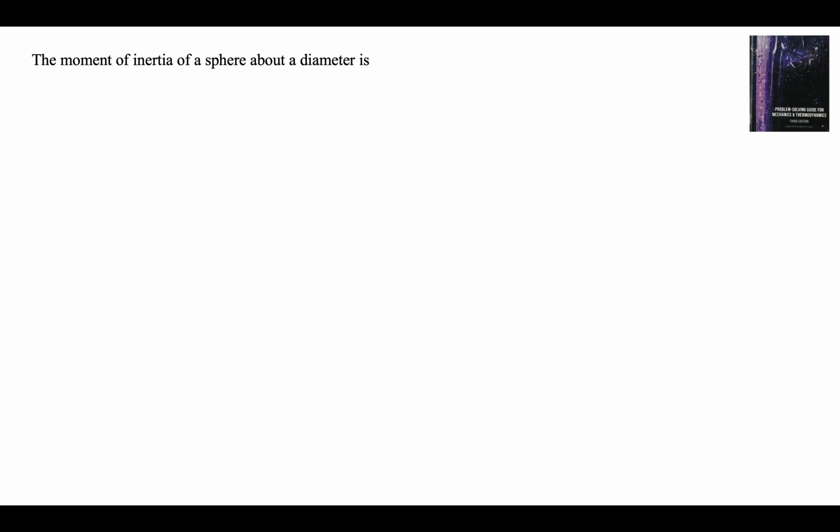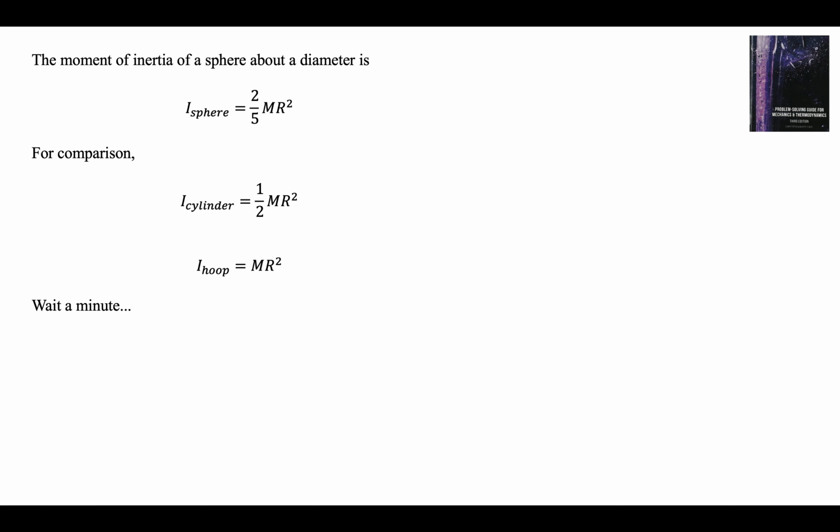The moment of inertia of a sphere about a diameter is 2/5 mr squared. And if you do integrals in spherical coordinates, you should be able to bust that out. For comparison, as we've seen, the cylinder disk is 1/2 mr squared. So this is 5/10 mr squared. That's 4/10 mr squared. They're pretty close. The hoop is much bigger, mr squared.